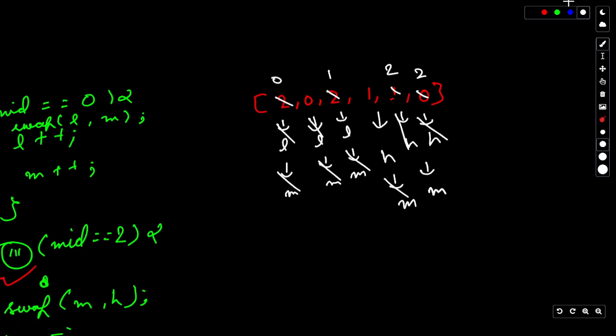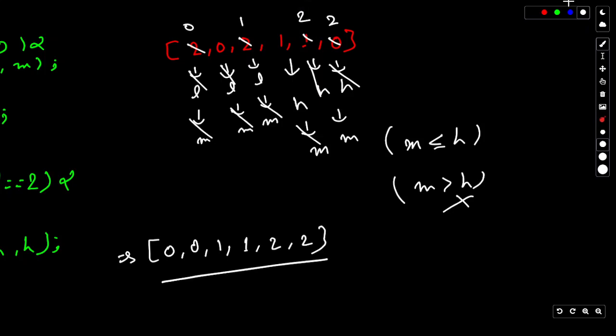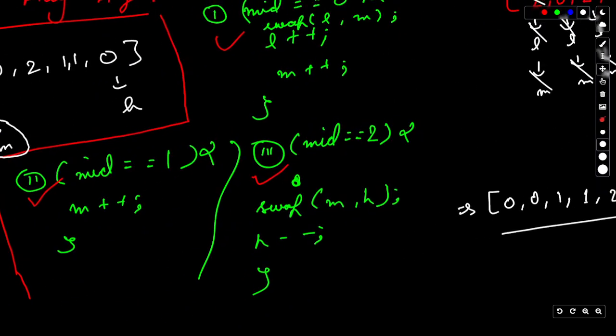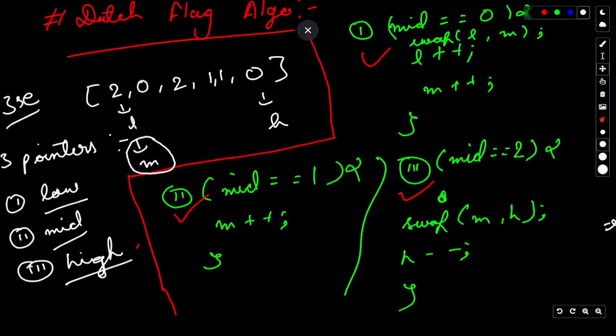We will be running these three conditions while mid is smaller than or equal to high. If mid is greater than high, the loop will terminate, and we will have our answer. If we take the current state of this array, we see two zeros, two ones, and two twos, and we are at the answer. So essentially we just need to follow these three rules.